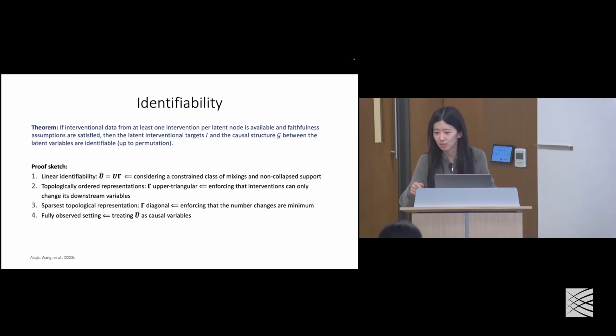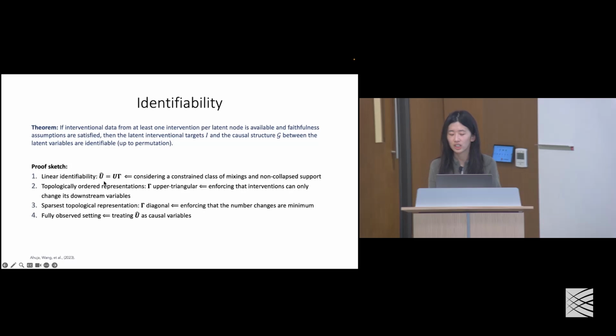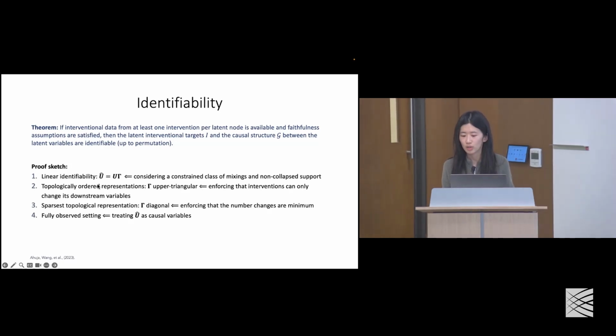Question? Can you use the mic? Thanks. So how do you decide how many latent nodes you want? Yes, you have to decide how many latent nodes you want, but that's not an assumption. That's given by the first linear identifiability. If you assume non-collapse support, then by observing the data, there's an inherent minimum dimension that you can describe, and that dimension will give you the number of nodes in the latent space.